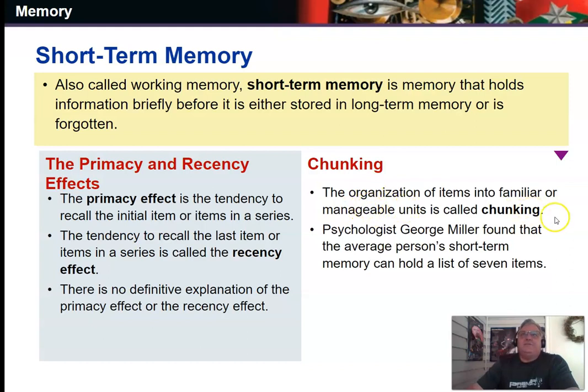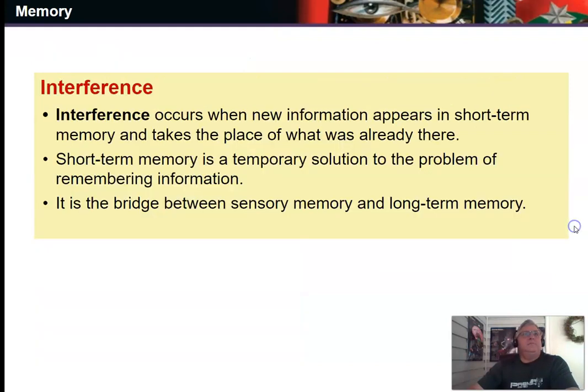The organization of items into familiar manageable units is called chunking. Psychologist George Miller found that the average person's short-term memory can hold a list of 7 items. Interference occurs when new information appears in short-term memory and takes the place of what was already there. Short-term memory is a temporary solution to the problem of remembering information. It is the bridge between sensory memory and long-term memory.